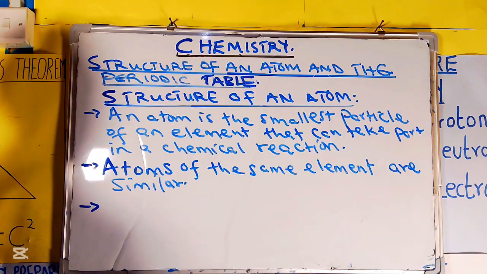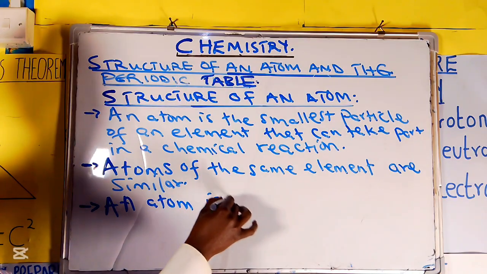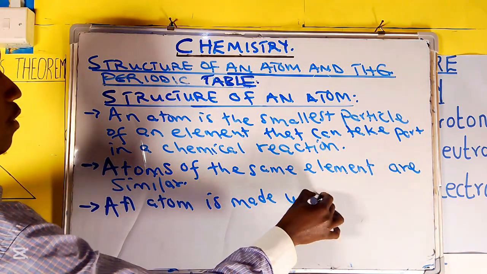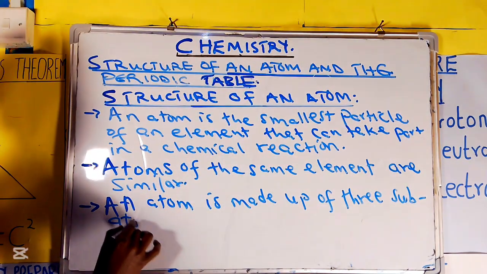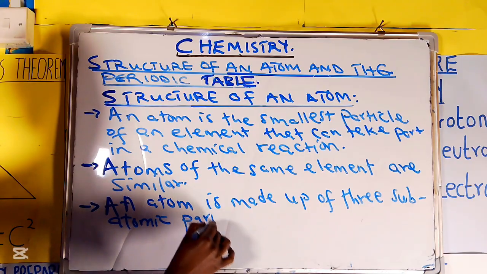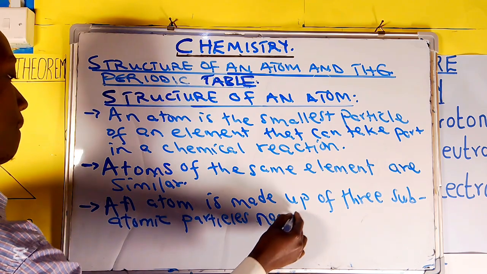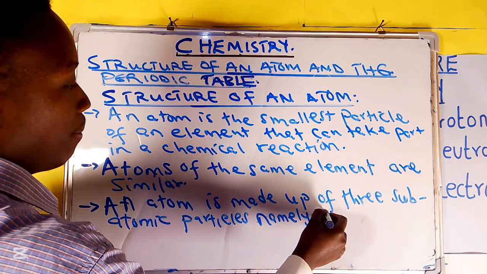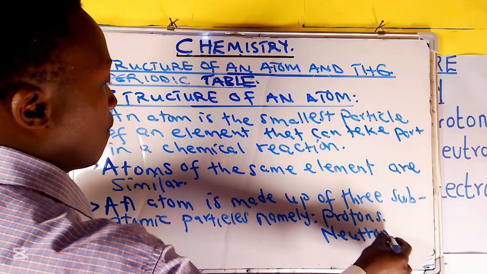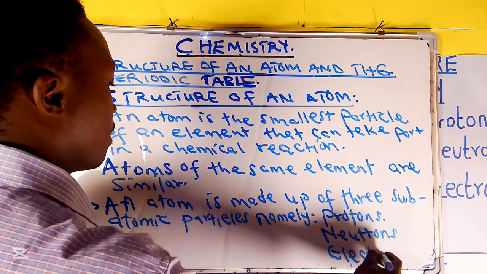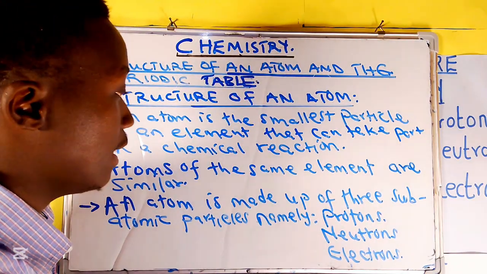The next thing we need to understand is that an atom is made up of 3 subatomic particles, namely the protons, the neutrons, and the electrons.